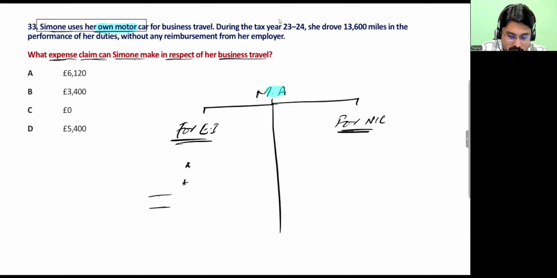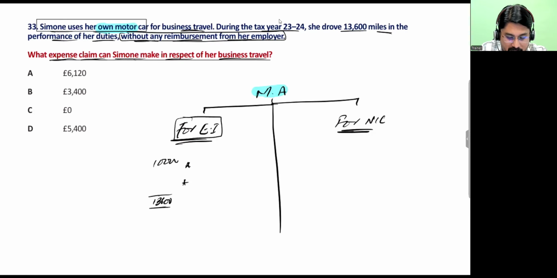S is an employee who is using her own car, so mileage allowance calculations will be performed for business travel. During the tax year she drove 13,600 total miles in respect of the performance of duties without any reimbursement from the employer. If the employer has not reimbursed any amount, then the calculated amount can be deducted from the employment income.